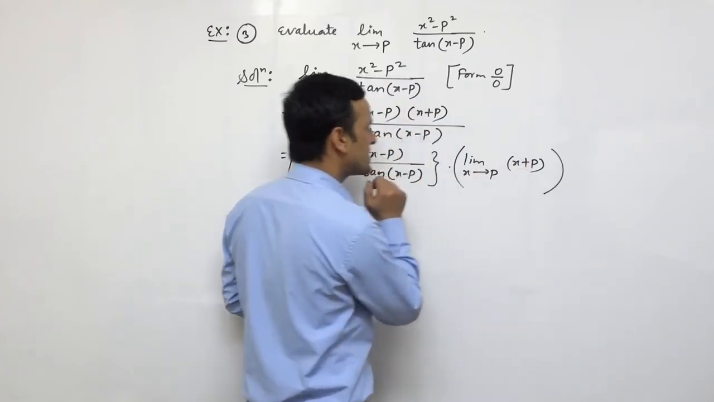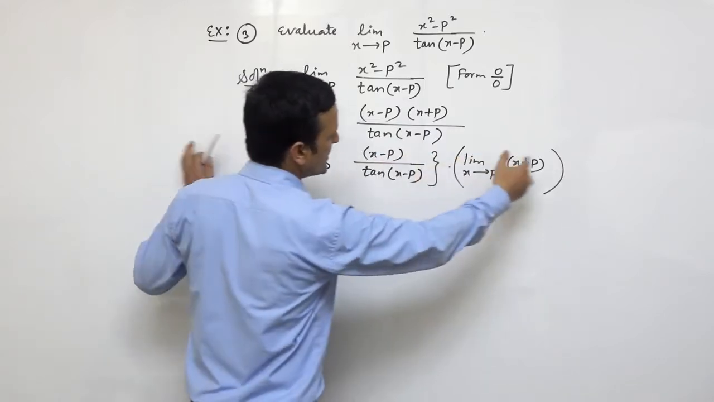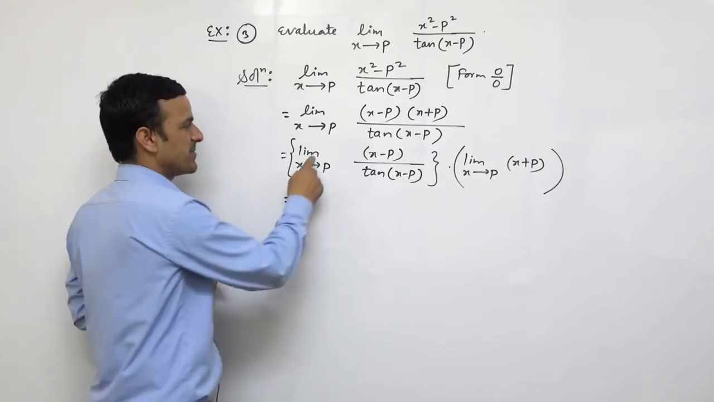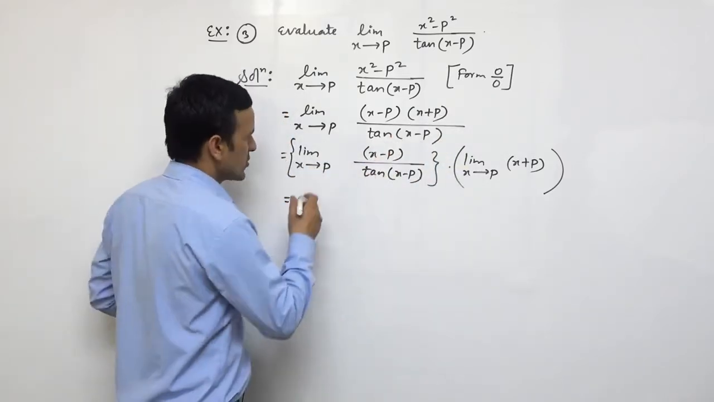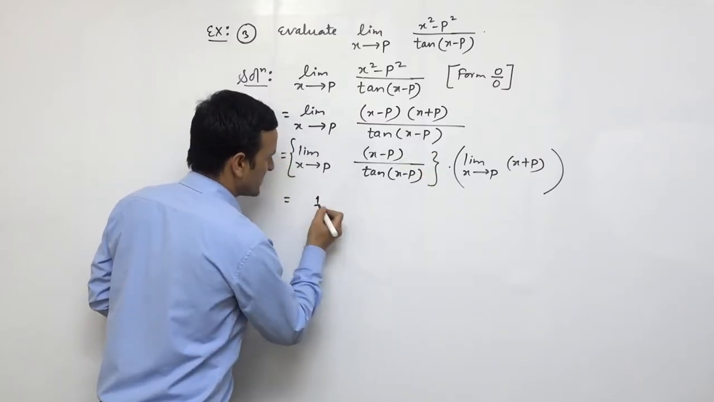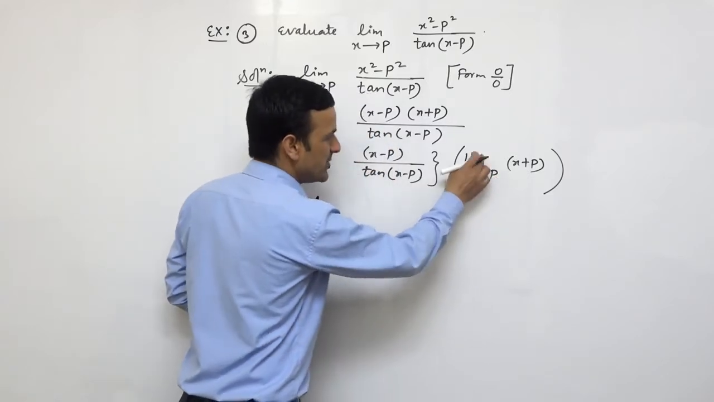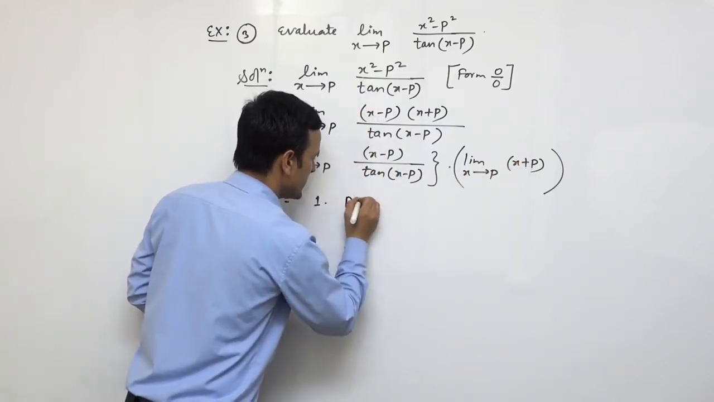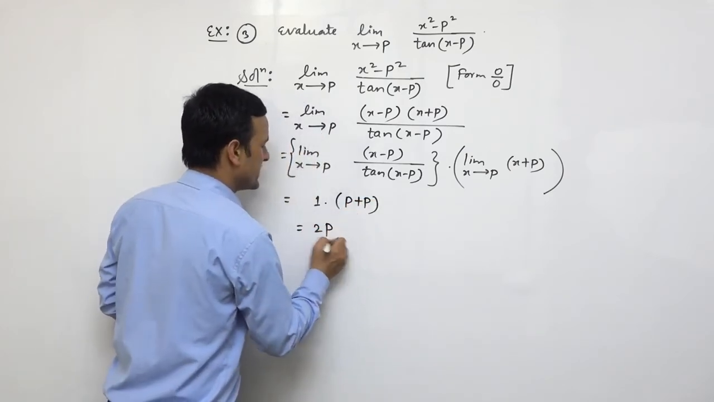Again, we have the limit. The limit is the same for both terms, so we can break down these two terms by inserting limit and limit. We can use the limit in as many places as we want, no problem. So this term will be 1. And when x is equal to p, we put the limiting value of x as p, then it will be p plus p. So finally it will be 2p.